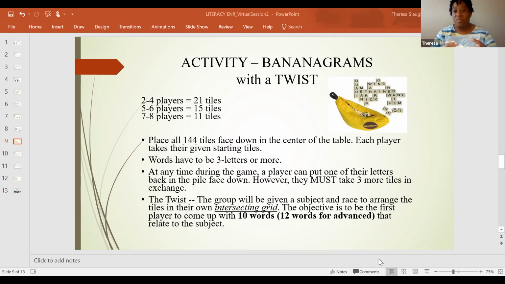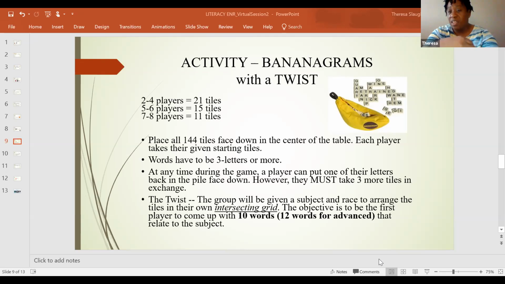So you're just going to place them down just like you would if you were doing Bananagrams. Each player is going to take their starting tile. You can have up to 8 players. For the sake of this activity, we're going to just do 11 tiles. So if you're able to participate, if you have the Bananagrams, the letter tiles, or whatever alphabet you have in front of you, go ahead and grab 11 of them.